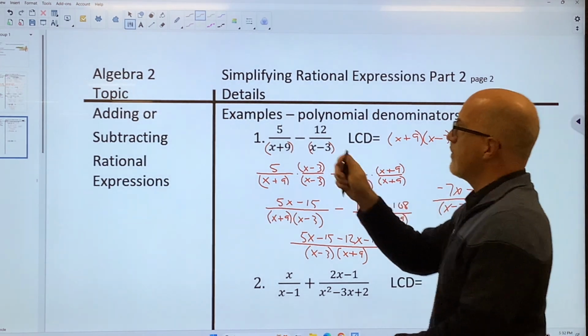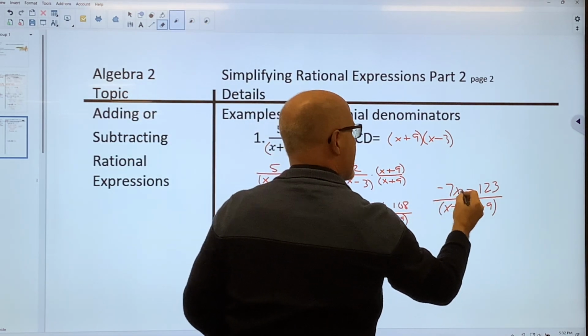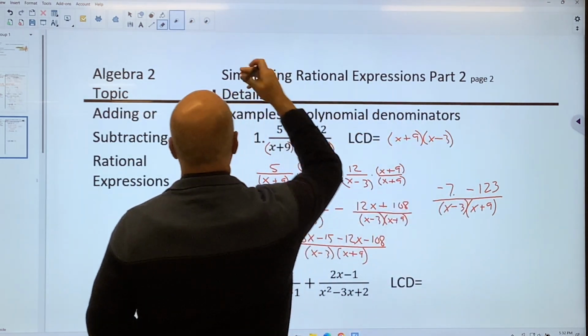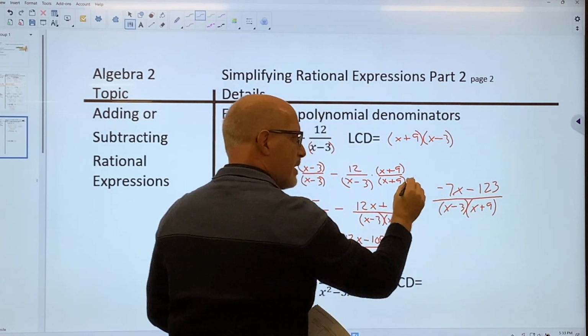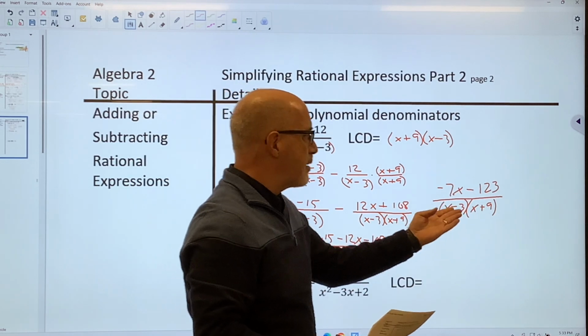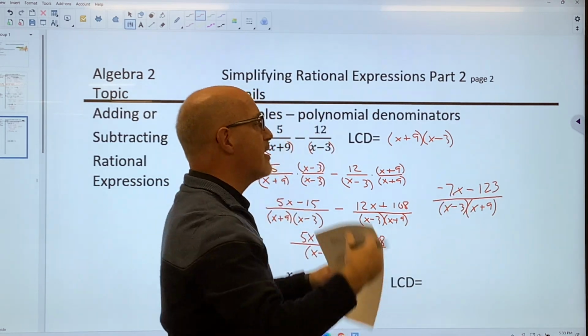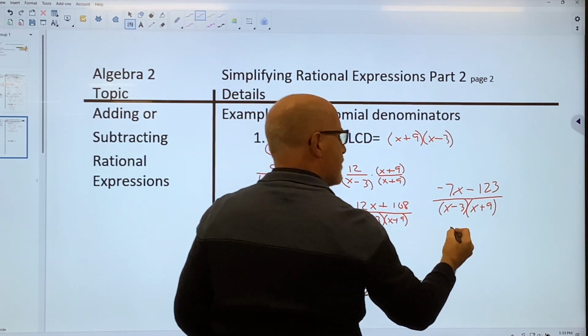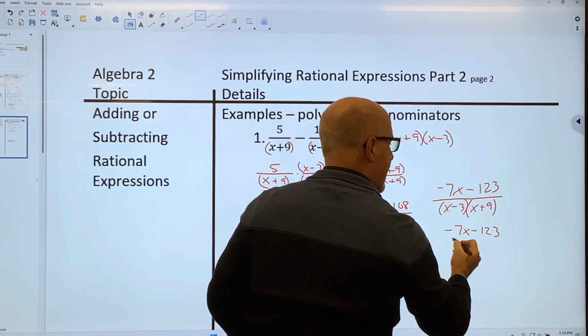Now I left it in factored form because I wanted to make sure that if I find a common factor that can be reduced in it, I'm going to do it. So is there anything I can factor out of that numerator to possibly cancel or reduce with one of these? There isn't, so now I'm going to take the final step of multiplying through the denominator, simplifying.